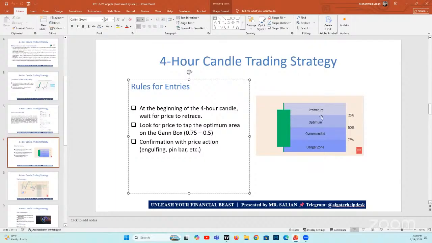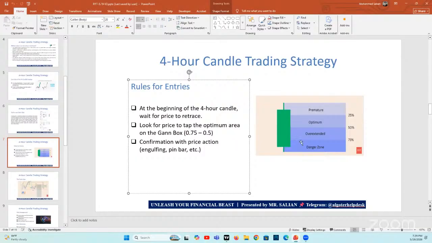The optimum area should be there. This is the premature area, the first box here. The optimum area is this one. This is what we are looking for in this strategy. Sometimes it will go into the overextended area. It's still okay, you can enter there. It happens. But once the candle or the price action touches the danger zone, then do not buy. Okay?